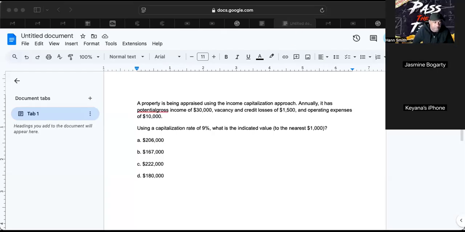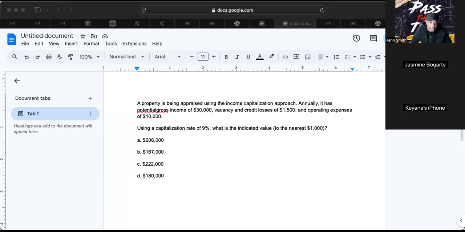All right, so this question is about the income capitalization approach. You may see one of these on there, but this question is important because it's going to cover a bunch of things that we need to know. In the previous video, we talked about gross potential income and effective gross income, and those two metrics are used in the income capitalization approach. Those are the first two things that you got to figure out in that approach.